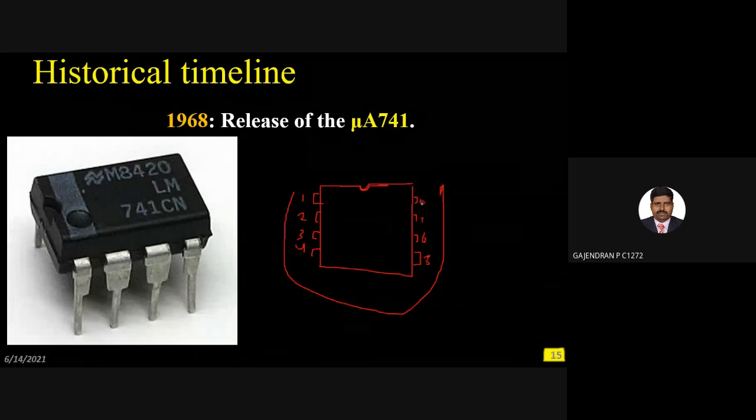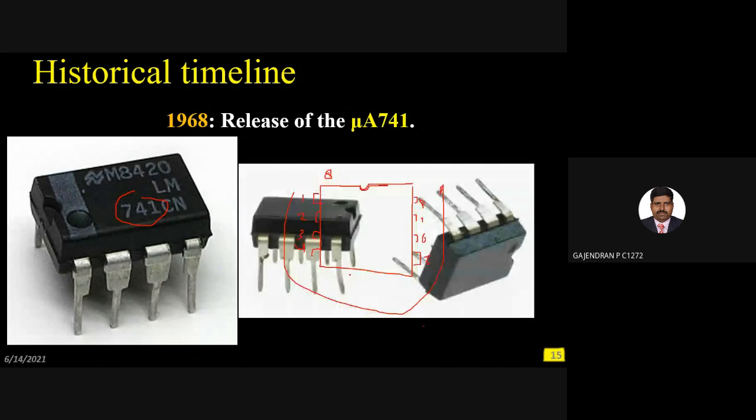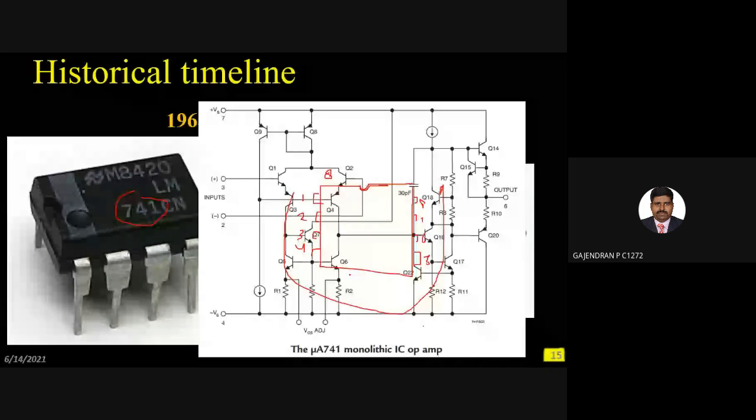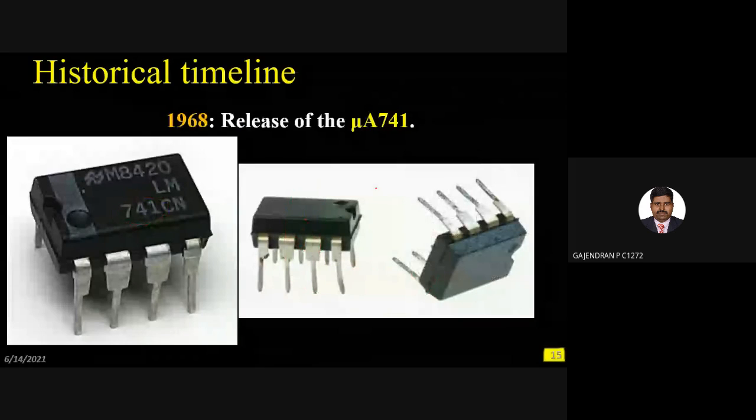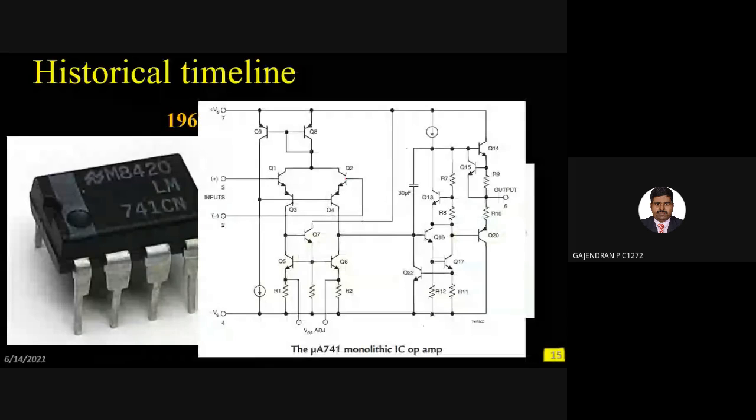So 741 is available as an 8 pin IC. Clear? Okay, so these are the varieties of structures of 741. I hope I am audible in both the classes. My screen is visible in both the classes. Am I right? Yes, sir. Okay. So this is the internal structure of your 741.